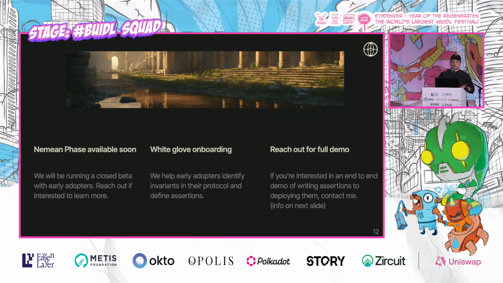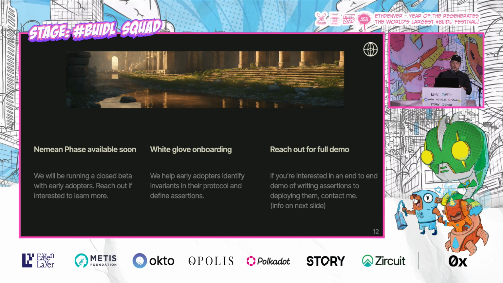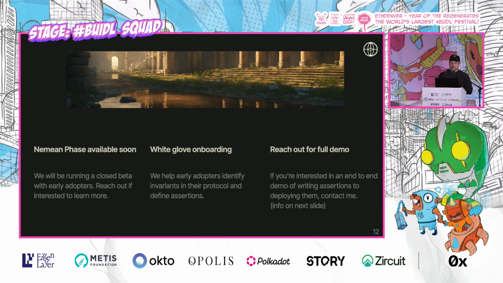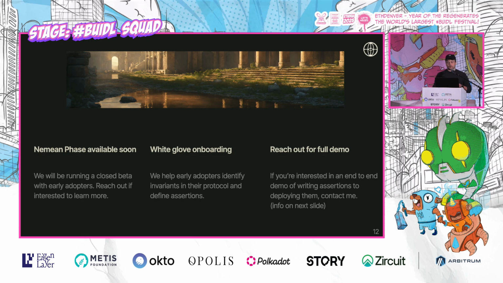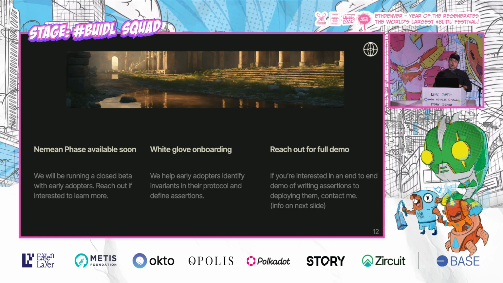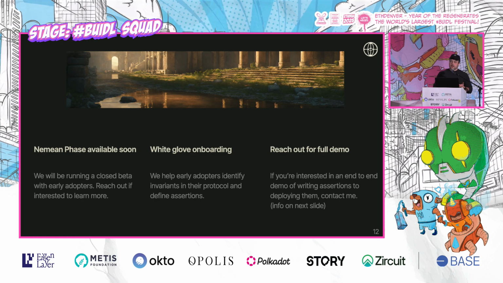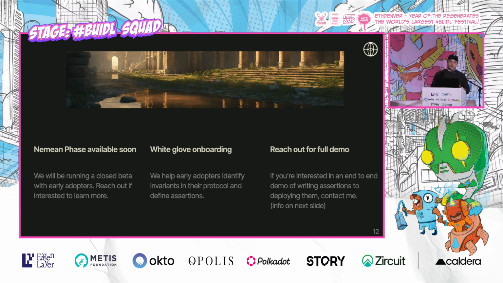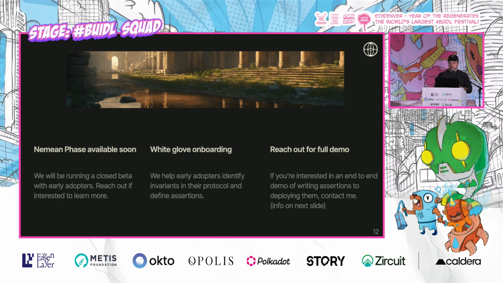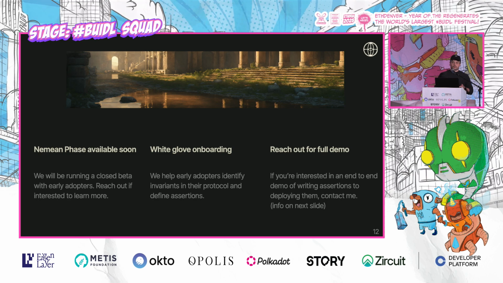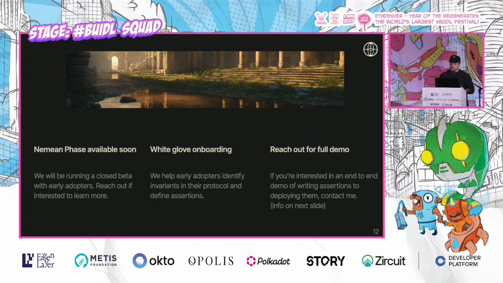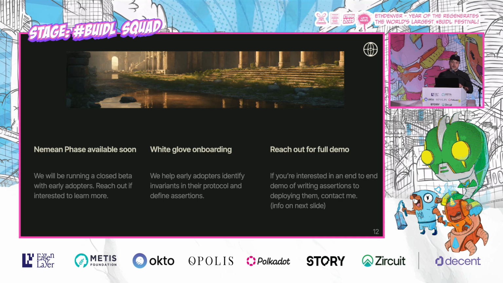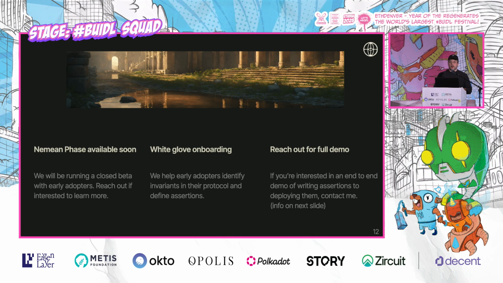Okay, so where are we at the moment? We are just about to start our closed beta round with the Nemian phase. So if you're interested to learn a little bit more, come find me after the talk. We're also doing white glove onboarding at the moment, so we want to talk to a lot of protocols and understand what their invariants would be and how we can help them with assertions. And for that, we would also be happy to write some assertions for you if you're interested in exploring this further. And we also have a full demo where we can show all the things that are possible. So if anyone's interested in that, please contact me, reach out.